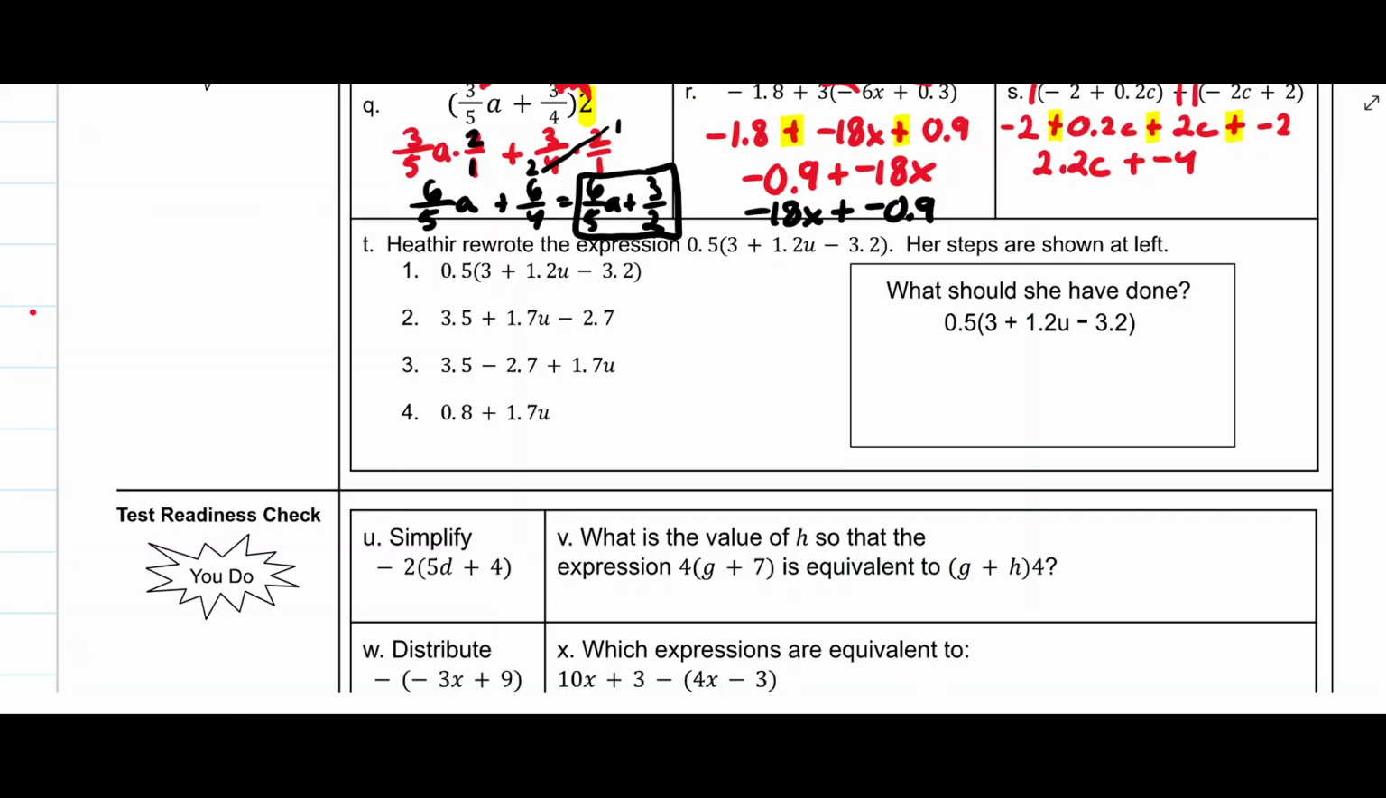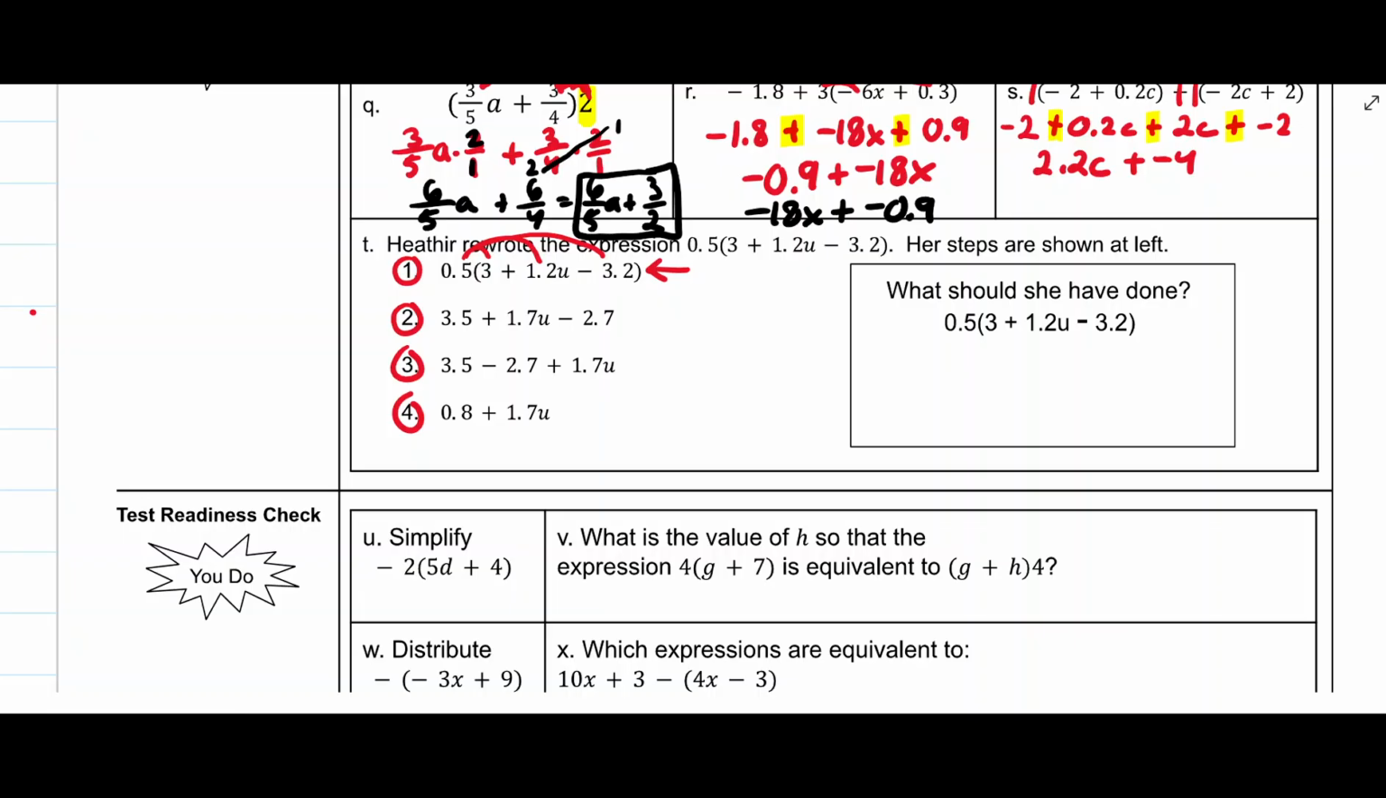So these are her steps right here. Step 1 for Heather, step 2, step 3, step 4. So it looks like step 1, she just rewrote the problem, ready to go. There was no issues there. But then she's going to move on to step 2. So she went from 5 tenths and 3 to 3 and 5 tenths. Then it looks like she was trying to do the distributive property, and to here, then to here. So 5 tenths times 1 and 2 tenths u, and 5 tenths times 3 and 2 tenths.